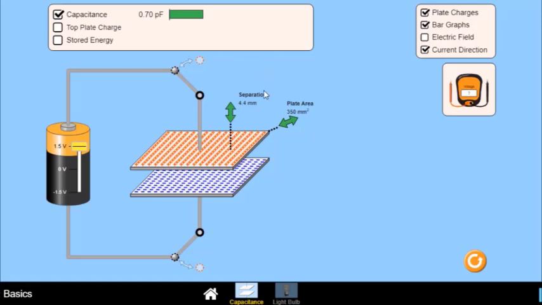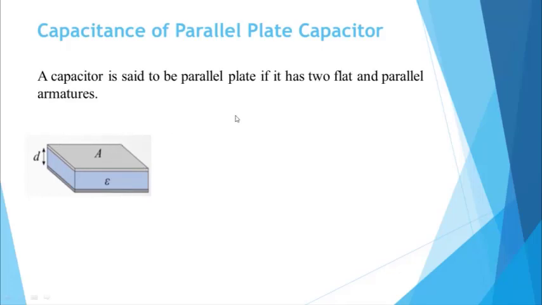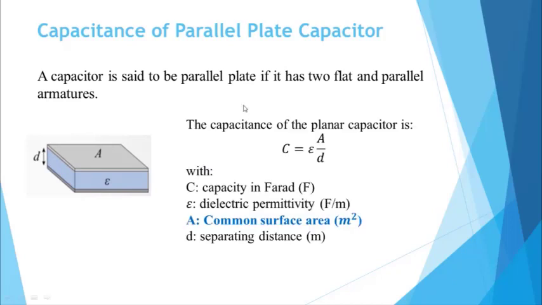Then these two factors affect the capacitance in such a way that if the separation or distance of separation between the two parallel plates increases, then the capacitance of the capacitor will decrease. If the common area of the plates increases, then the capacitance increases. So a parallel plate capacitor, which is mainly made up of two parallel plates separated by a dielectric or an insulator, has mainly two factors that affect its capacitance, which are the common area of the plates and the distance of separation between the plates.